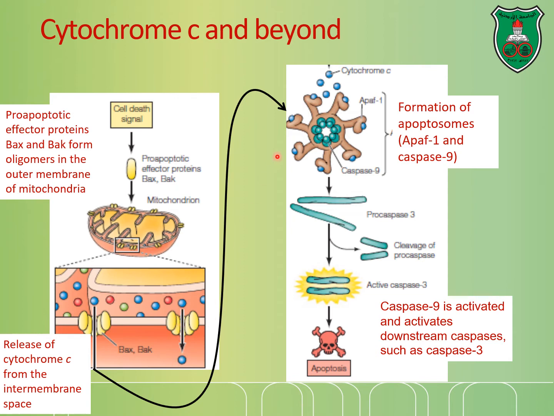Once it's outside, it can interact with Apaf, which can then interact with caspase 9, activating it. Now, caspase 9 can activate other caspases, primarily caspase 3. So it converts pro-caspase 3 to active caspase 3. And then caspase 3 can degrade other proteins, like I mentioned before.